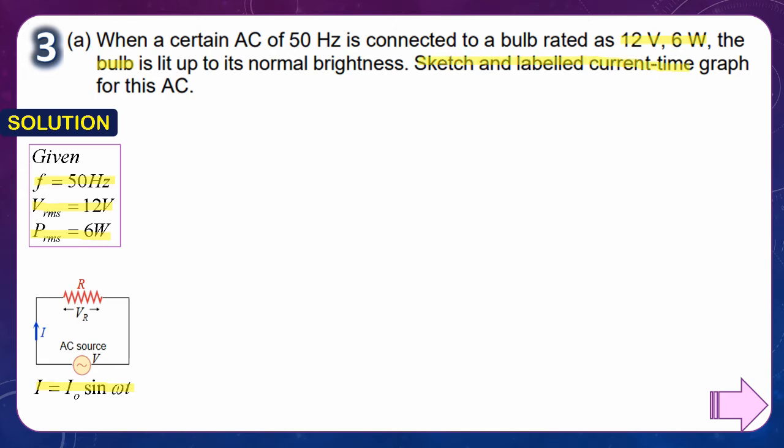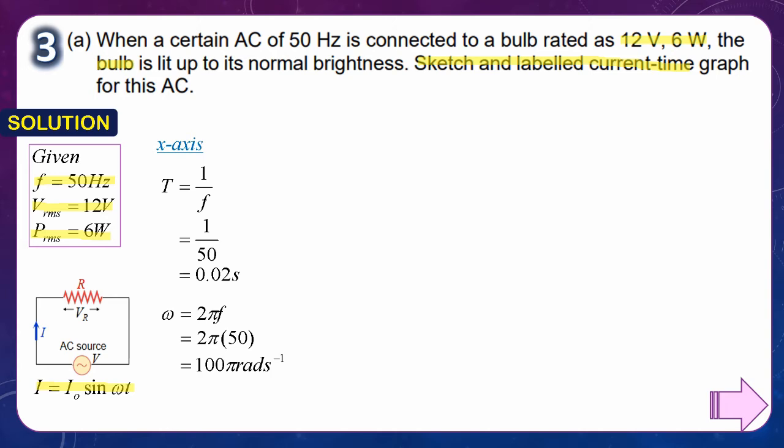Before we sketch the graph, we need to identify the information at the Y and X component. First, take a look at the X component, what we are supposed to get. Referring to the frequency, we can calculate the period, which is equal to 1 over f. We get the period equal to 0.02 second. And from the frequency also, we can calculate the angular frequency, which is equal to 100 pi radian per second. This is very important because we will label the graph.